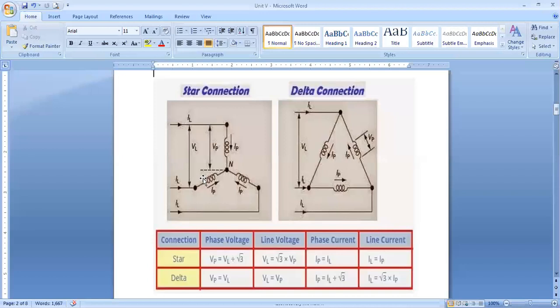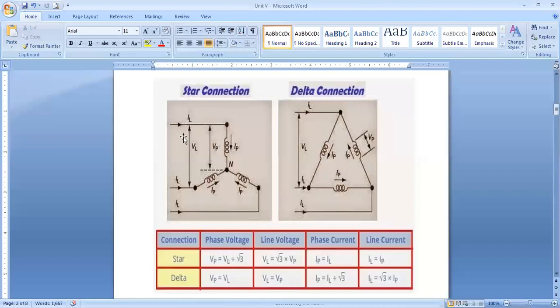So we can say the phase voltage is equal to the line voltage, because we are taking the voltage across a single line, which is equal to the voltage between two lines. Here, look at the diagram. The voltage across a single line is the voltage between the two lines. That's why we can say the phase voltage is equal to your line voltage, or the line voltage is equal to your phase voltage. But the currents will be different.